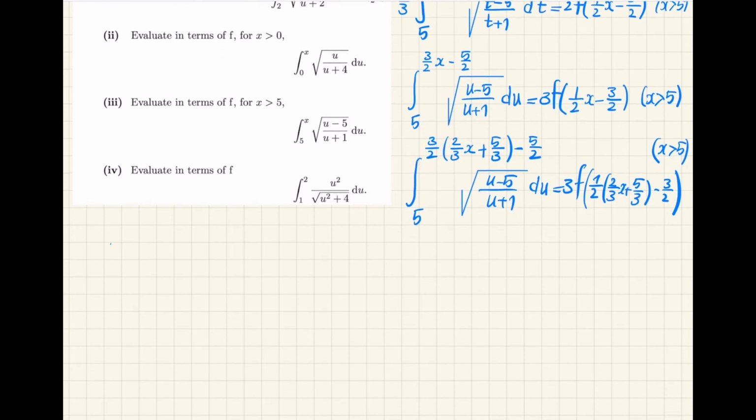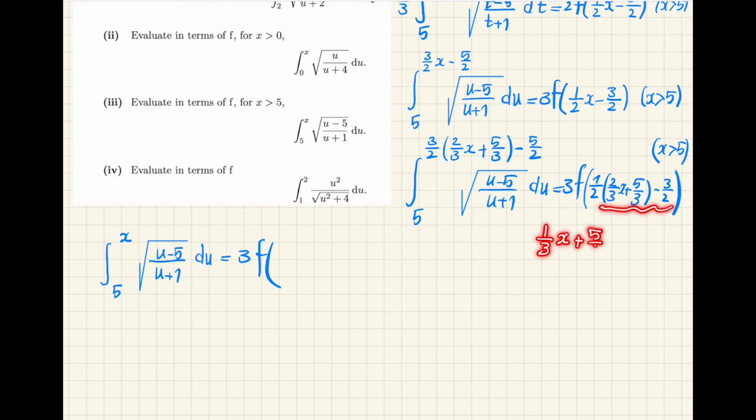So this becomes the integral from 5 to x of the square root of u minus 5 divided by u plus 1 du, which is equal to 3 times f. Let me simplify this expression a little bit. If I multiply 1/2 inside, it becomes 1/3 x minus 5 plus 5/6 minus 3/2. The common denominator is 6, so it is 5 minus 9, which becomes minus 4/6. It's minus 2/3, yes? So it becomes 1/3 x minus 2/3.